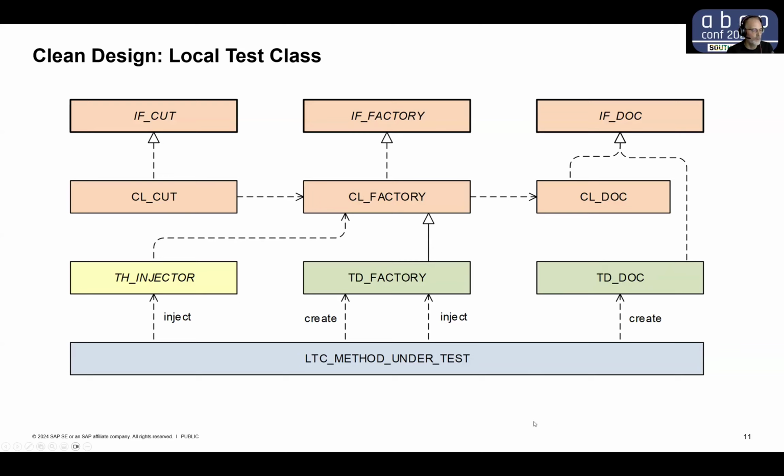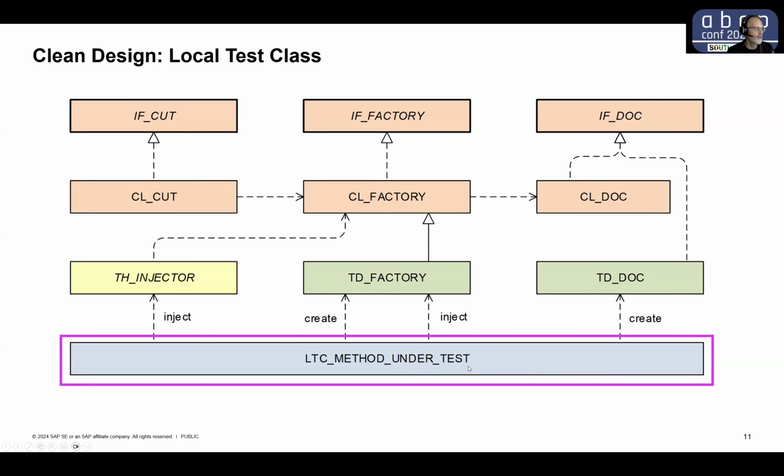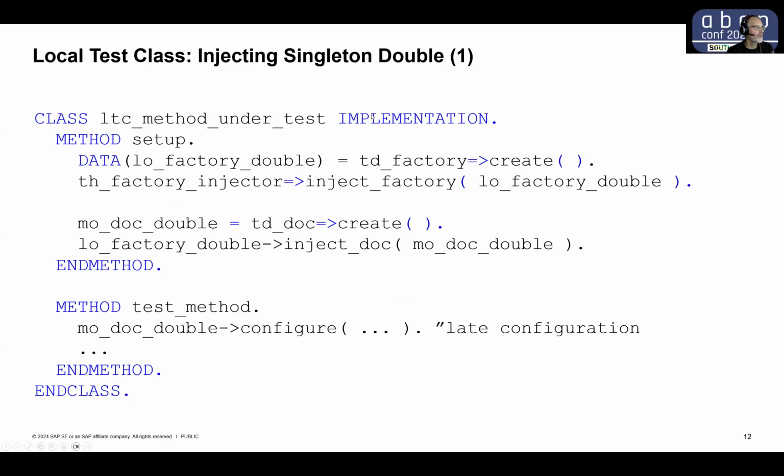Let's have a look at the corresponding code of this local test class. So you see it here. You're just seeing here the implementation. And in the setup of this test class, exactly those steps are performed that I already mentioned: creating a factory double object, we have it here, using the injector to put it to the static attribute.